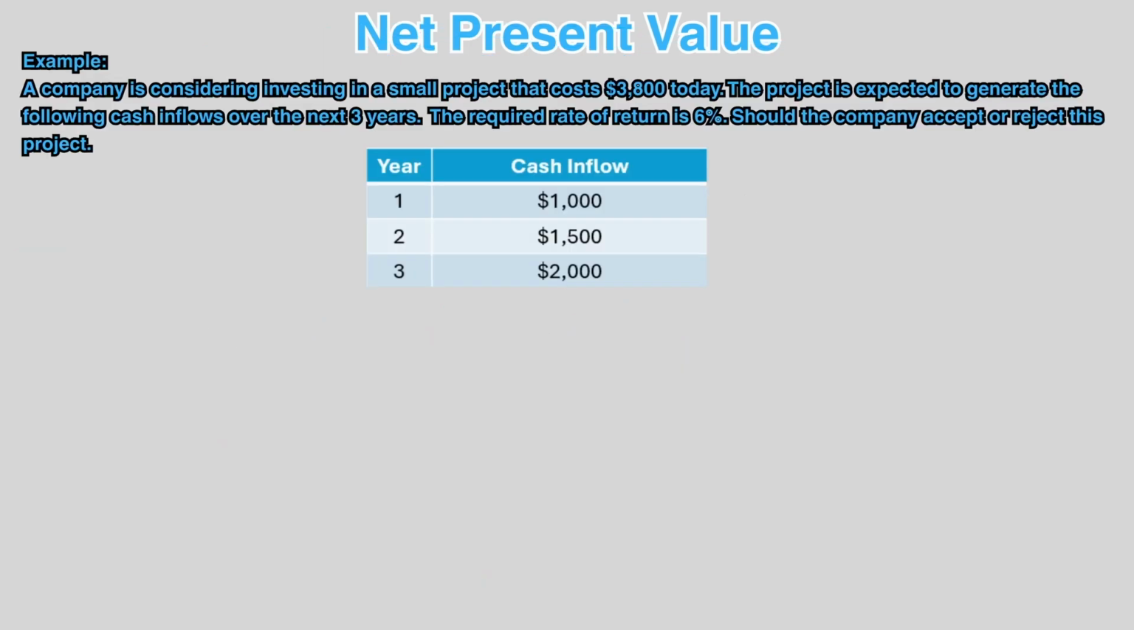So now let's go over this example. A company is considering investing in a small project that costs $3,800 today. The project is expected to generate the following cash inflows over the next 3 years. The required rate of return is 6%. Should the company accept or reject this project?